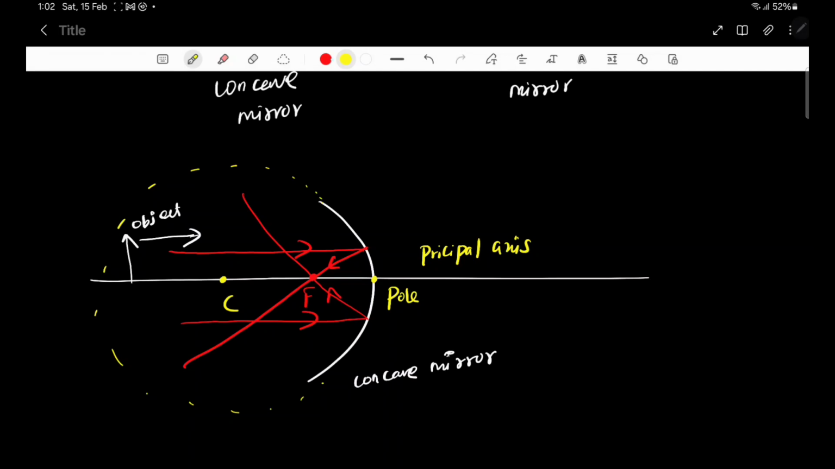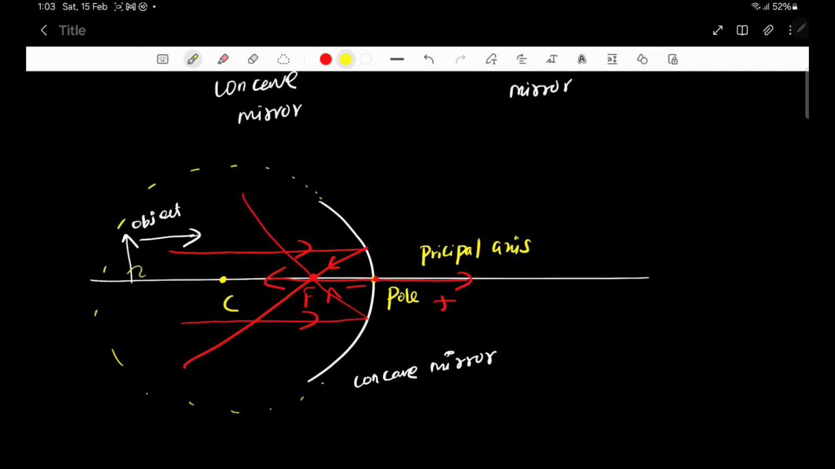So if any horizontal distances are measured, they should be measured from the pole only. Pole is a reference point. From the pole only, any horizontal distances can be measured. And if that horizontal distance is measured along the incident ray direction, it is positive, and if the horizontal distance is measured in the opposite sense to the incident ray direction, it is negative. So it's a sign convention we have.